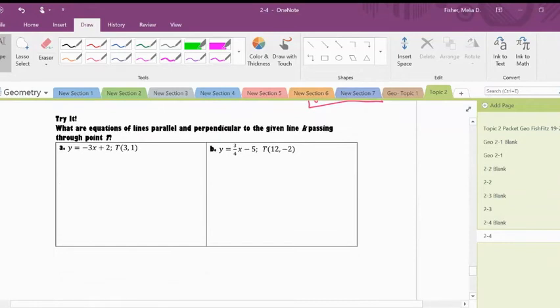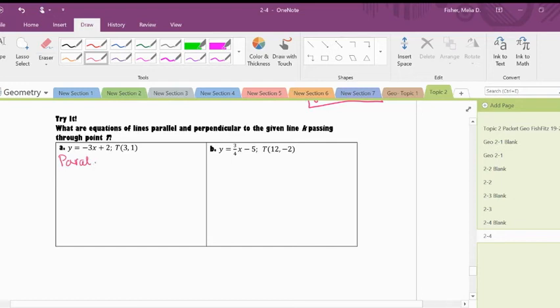Go ahead, pause your video and do the try it. They gave you an equation. They want you to find lines that are parallel and perpendicular to the original. So hopefully you paused your video and you came back to check.